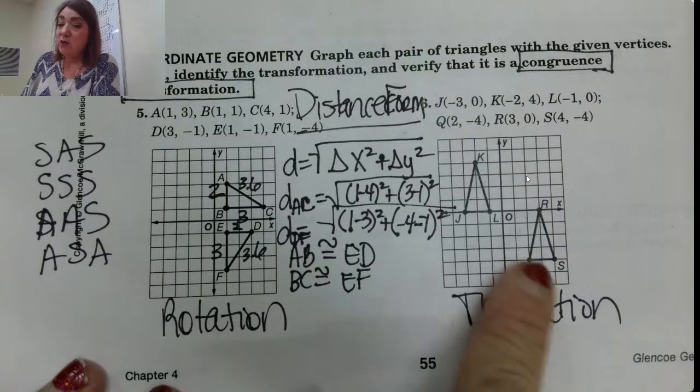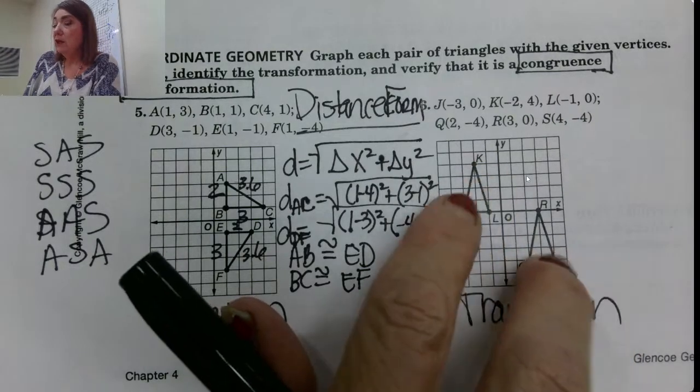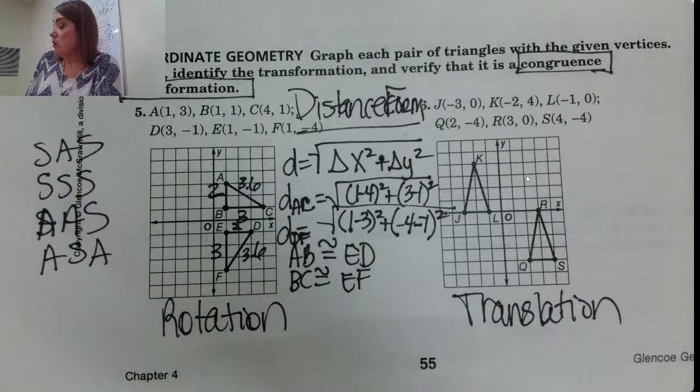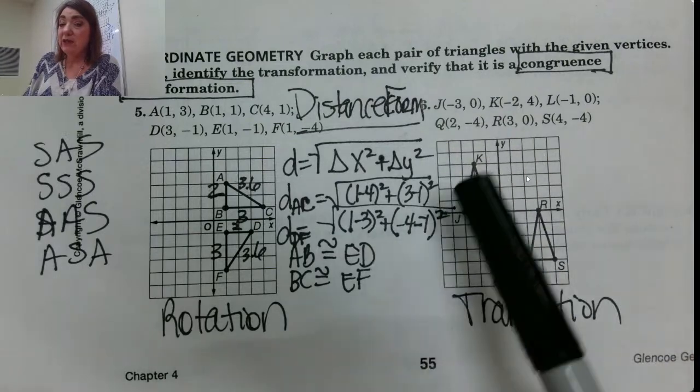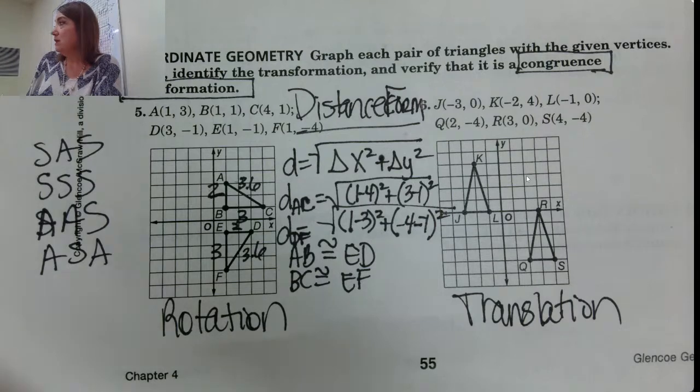What else do you think is special about these 2 triangles right here? What else do you think is special? These 2 right here. Oh, they look isosceles, don't they? So if we did the distance formula and we found that JK was congruent to KL, what would we know about that triangle? It's isosceles, right? So see how you can take one piece of information and learn a lot of different things based on that one piece of information?